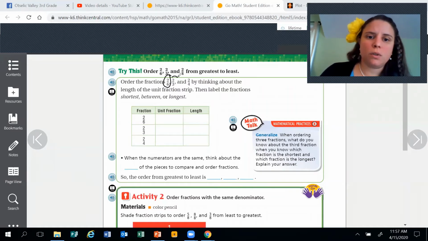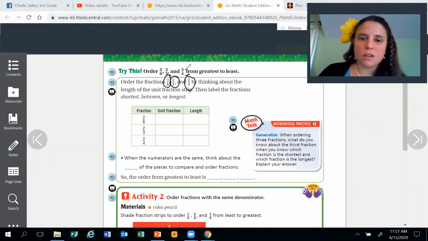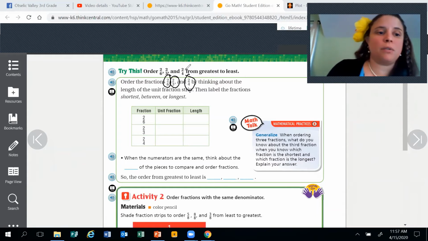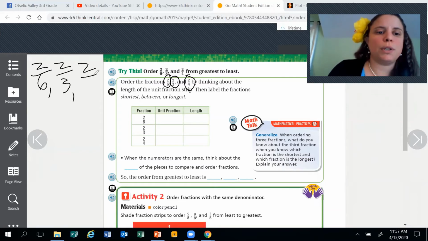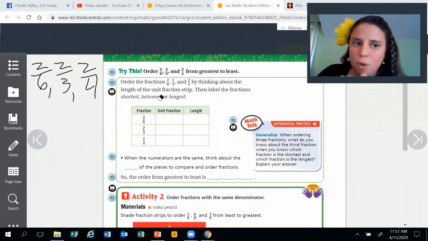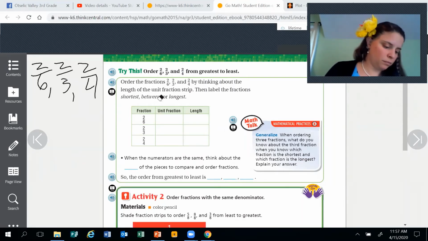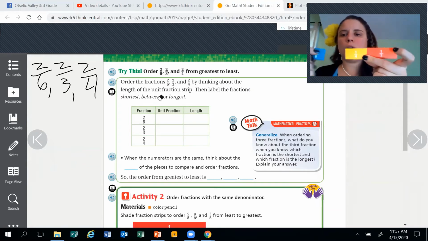2/6, 2/3, and 2/4. These all have the same numerator again. So we have the same number of pieces, but the size of the pieces is going to be different. I like to write it on the side. All right, so I want you to grab 1/6, 1/3, and 1/4 right now. Okay. I got 1/6, 1/3, and 1/4.